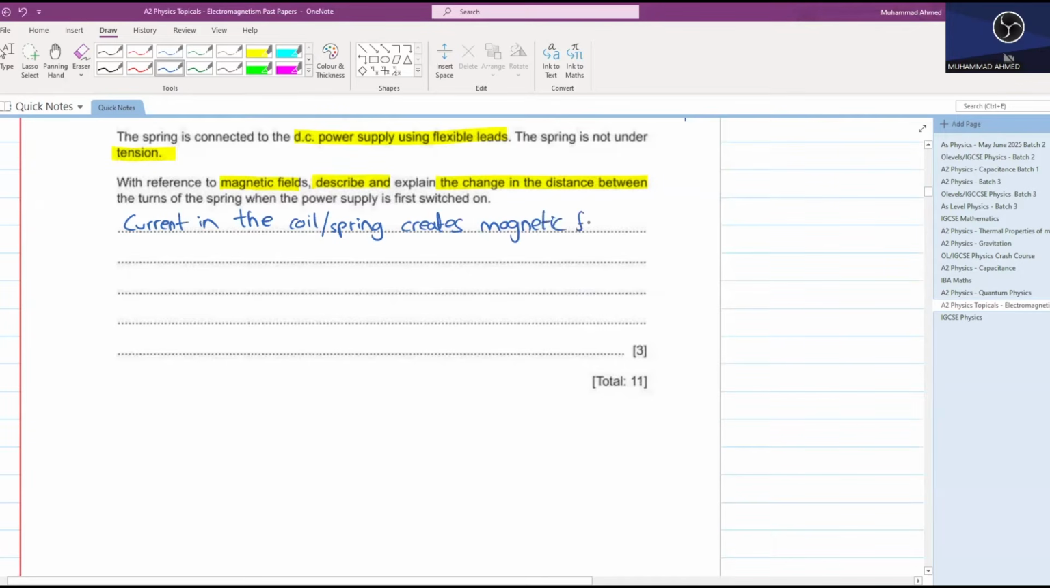Creates magnetic field. Simple as that. Now what will be your second step? Second step में क्या कहोगे?